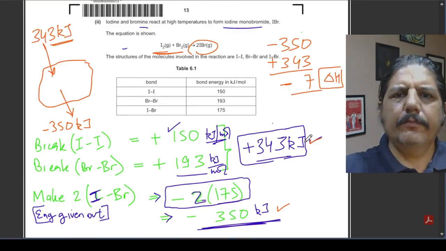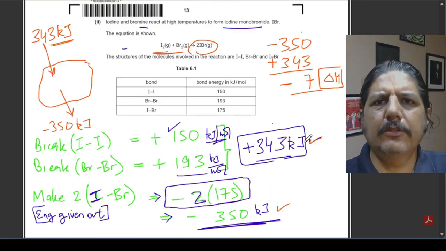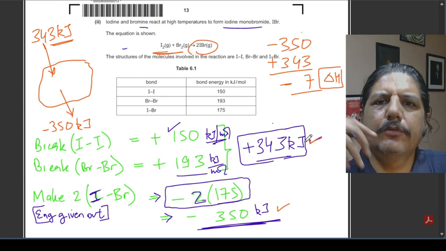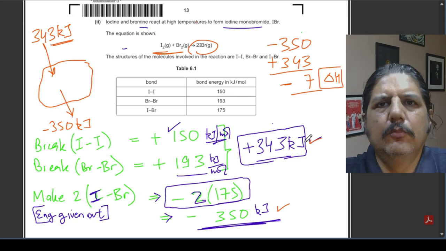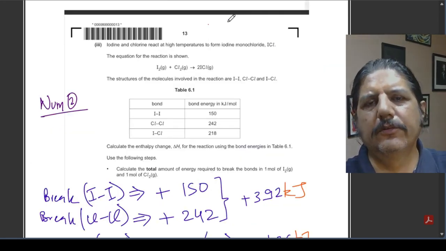As I told you, this topic is fairly simple, and more or less one question would come from this topic. So let's do a few more numericals. So let's look at the next numerical.